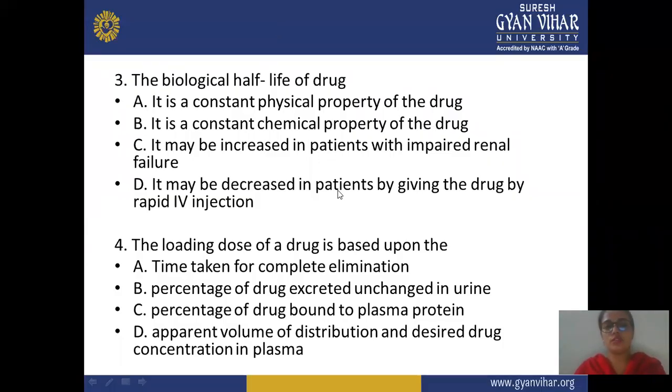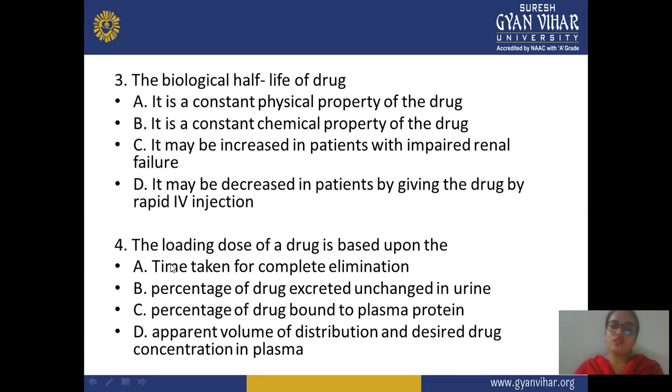So in this question, according to loading dose, there are four options. Option A is the time taken for complete elimination, meaning how much time is required to show complete excretion. Option B is the percentage of a drug excreted unchanged in urine, meaning how much drug is present in unchanged form in urine. Option C is the percentage of a drug bound to plasma protein, meaning how much drug is bound to plasma protein. And D is the apparent volume of distribution, desired drug concentration in the plasma.